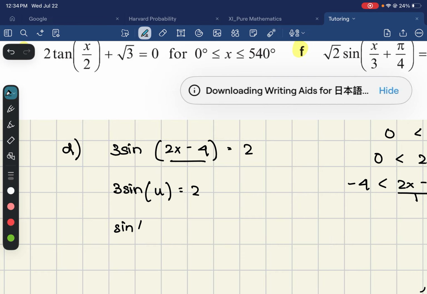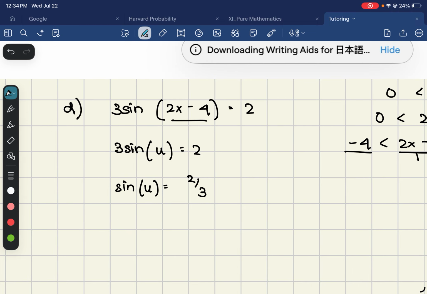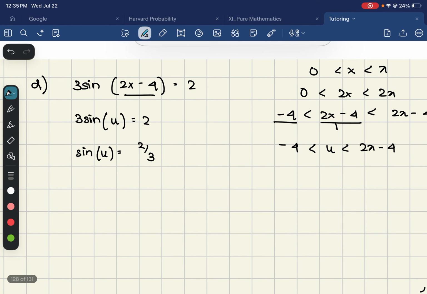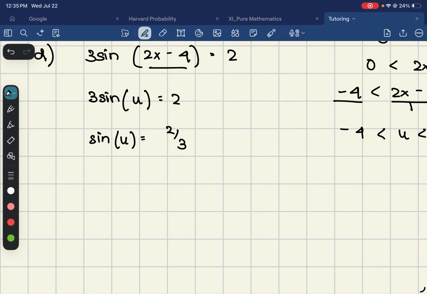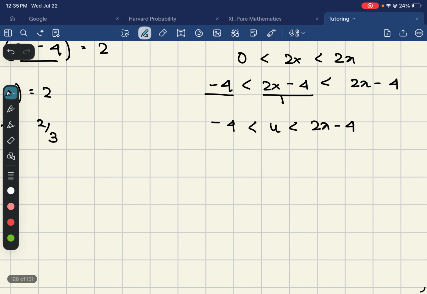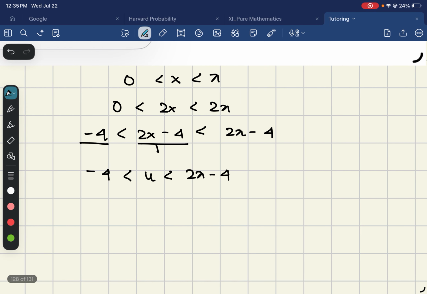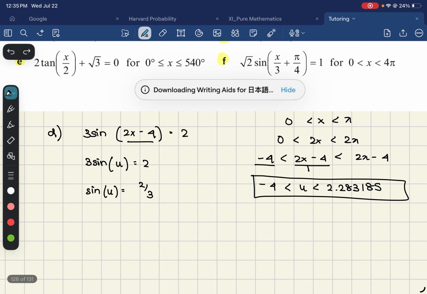So sine of u is equal to 2 over 3. All right. So remember, our u can be negative. So let's try to get our acute angle. 2 pi minus 4, this was about 2.283185. Okay, let's remember this bound.